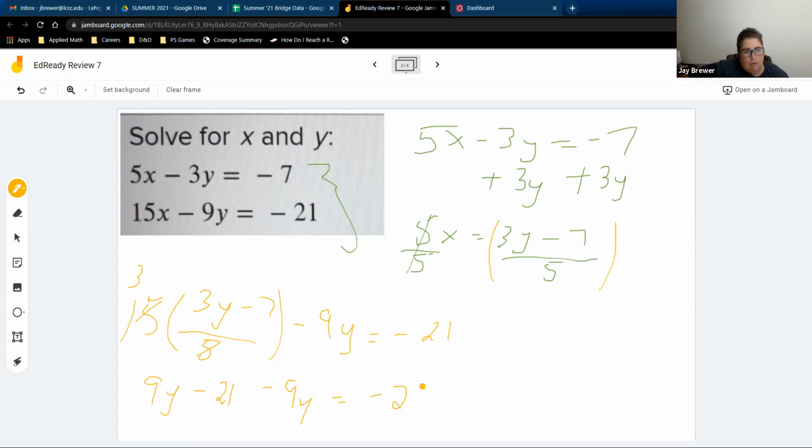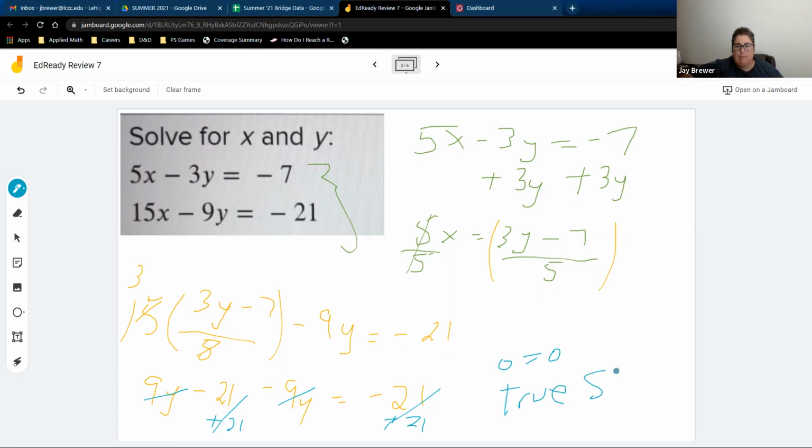equals -21. Now, what you're going to notice is that 9y minus 9y will cancel and give us 0. But if we add 21 to both sides, then those also cancel. So we're left with 0 equals 0. So what you want to ask yourself is, what kind of statement is 0 equals 0? That would be a true statement.